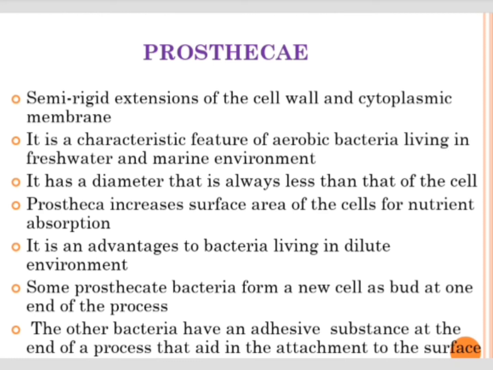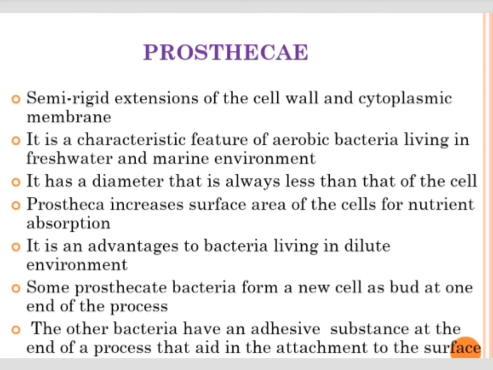And in some other bacteria, at the end of the Prosthecae, they have an adhesive substance that helps to attach the bacteria to surfaces. So that is the main function of Prosthecae. Prosthecae serve three main functions. First function, it increases the area of absorption, because these Prosthecae are common in bacteria that are living in an aqueous environment.